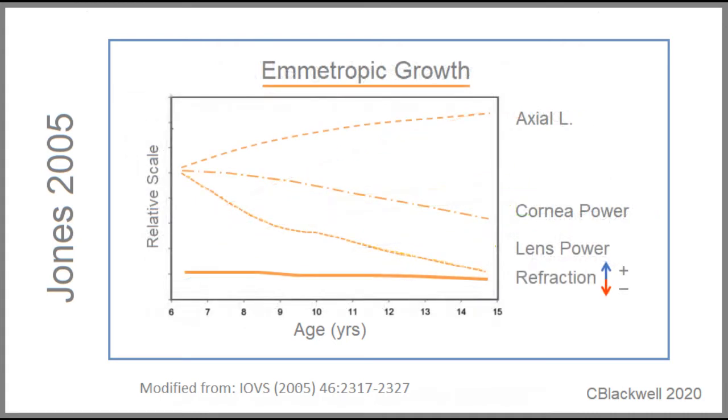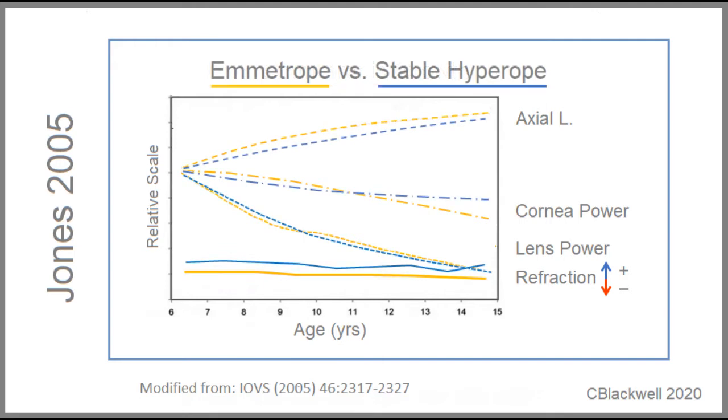Here we go a step further by combining the components for each refractive group to give us a picture of how the various components work together. In this illustration, myopic refraction is downward. For emmetropes, the cornea and lens power gradually decline while axial length increases. These are synchronized so that refraction stays stable near zero. Overlaying the persistent hyperopes shows the components follow a similar path and the refraction is stable. It just started at different places.